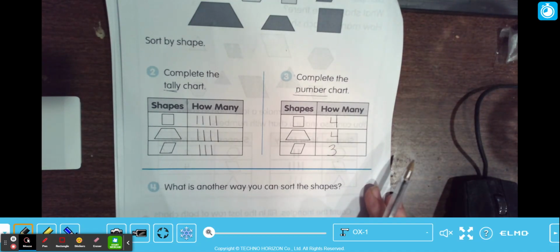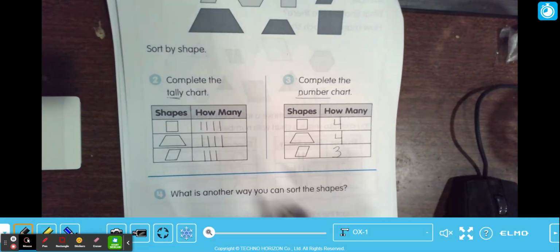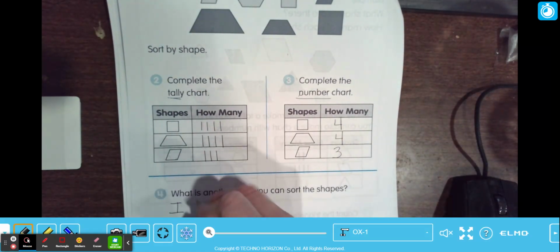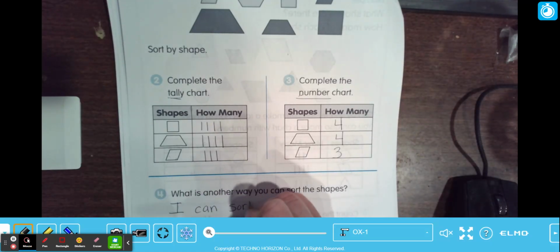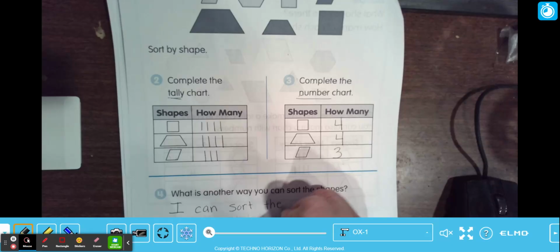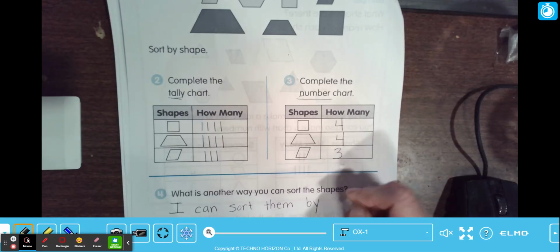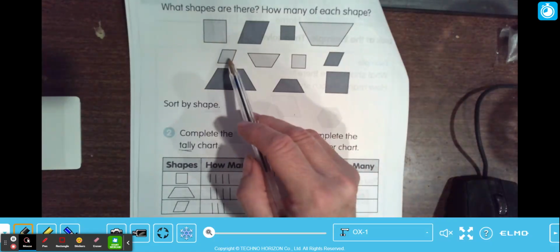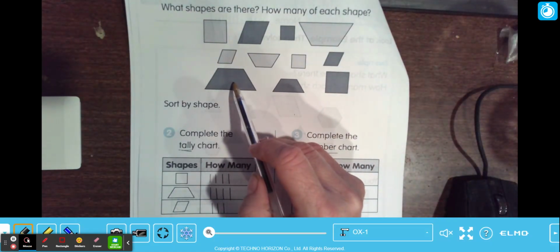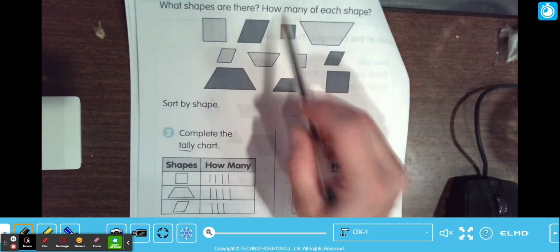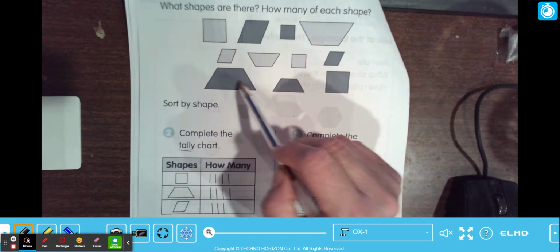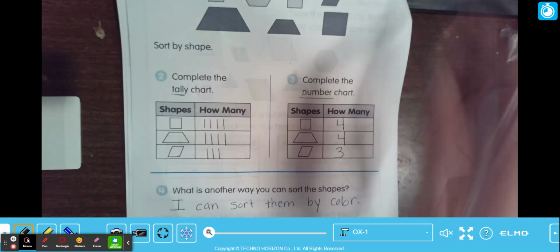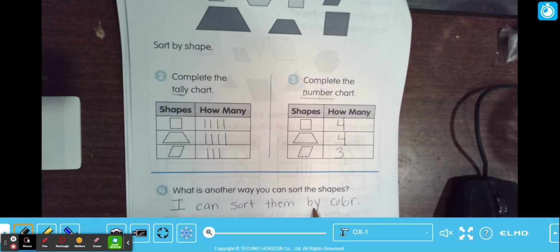We can sort them by color, right? The dark shapes and the light shape. So we'd say, I can sort them by color. Because see how some of them are like this gray color and some of them are like this dark color. So you can have all the ones that are dark, count them, and then count all the ones that are like the light gray. So there's light gray and then there's dark gray. Okay, so I've just put here, I can sort them by color.